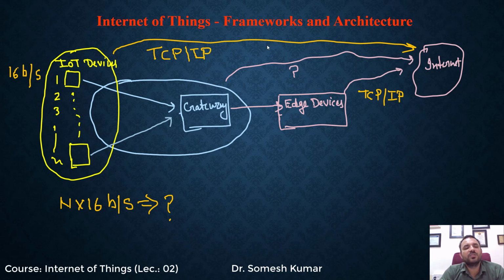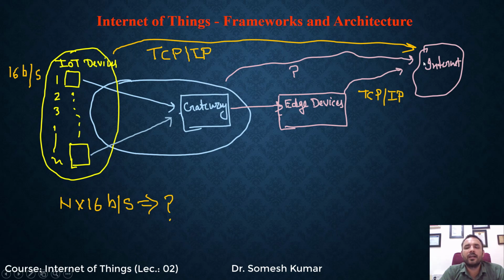The only possible way is IoT to the gateway. The IoT device can only talk with the gateway. There are no other options. Fine. They have only one option, that is the gateway. So the next is there are 2 ways.